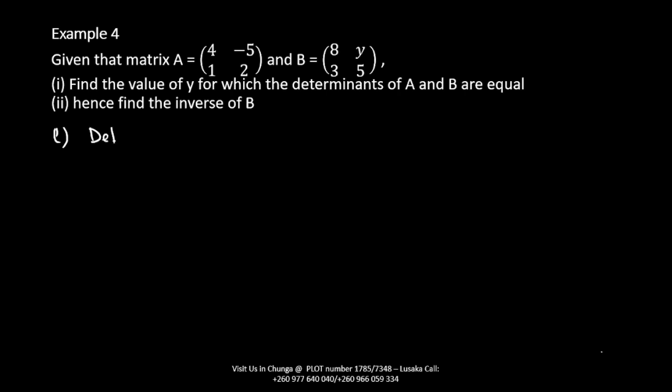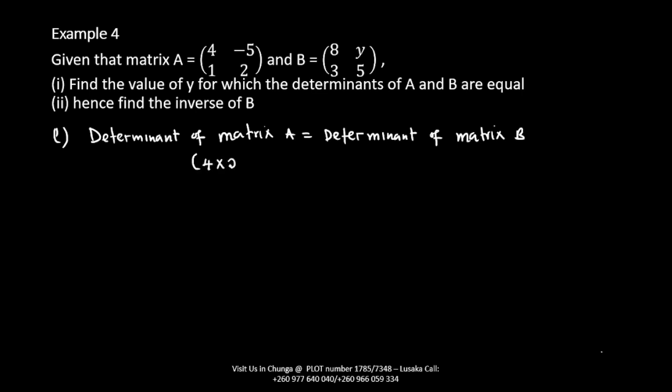We shall say that the determinant of matrix A is equal to the determinant of matrix B. Therefore, elements in the major diagonal on matrix A, we've got 4 multiplied by 2, minus the minor diagonal, -5 multiplied by 1, being equal to the determinant of matrix B. Major diagonal, 8 and 5, minus Y multiplied by 3 in the minor diagonal.